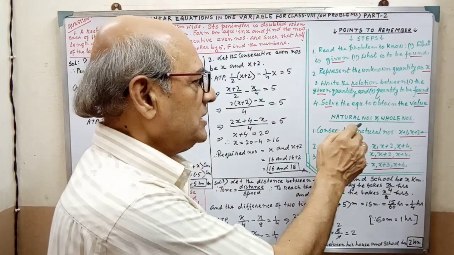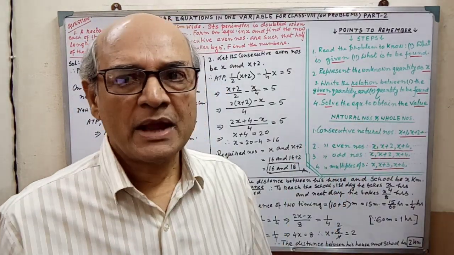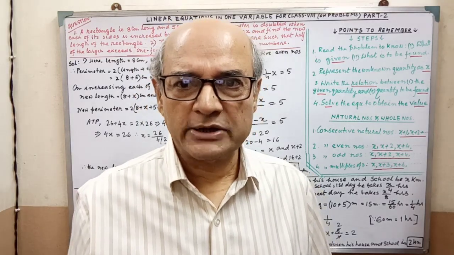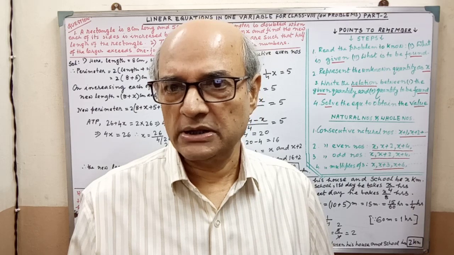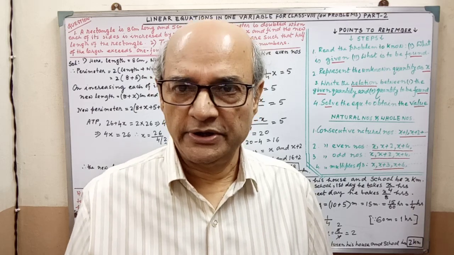Next, the natural numbers and whole numbers. Natural numbers are known to you very well, that is 1, 2, 3, 4, 5. Whole numbers start from 0. Natural numbers start from 1 and go from 1 to infinity.